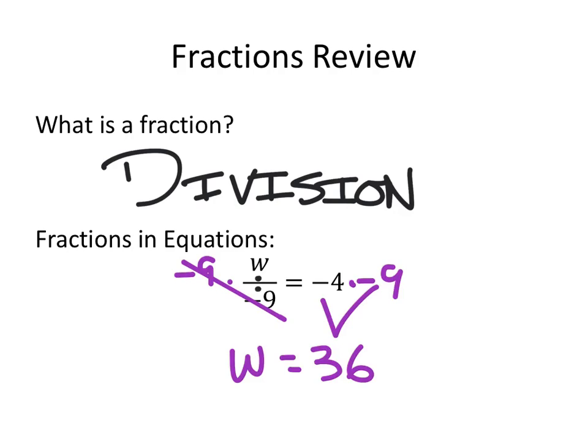Whenever you see a fraction like this, just multiply both sides by the denominator. That will get rid of the denominator as a phantom 1. Boom. Okay.